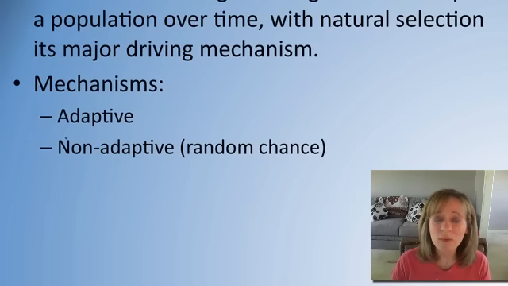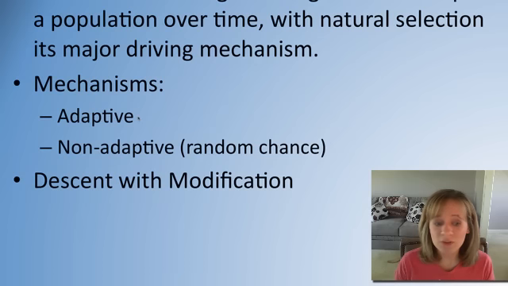There is another mechanism, though, that would be non-adaptive, and we're going to spend the next video talking about sort of random things that can go into making evolution occur. However, the biggest mechanism is adaptive. That would be natural selection, adaptive to a population's environment.